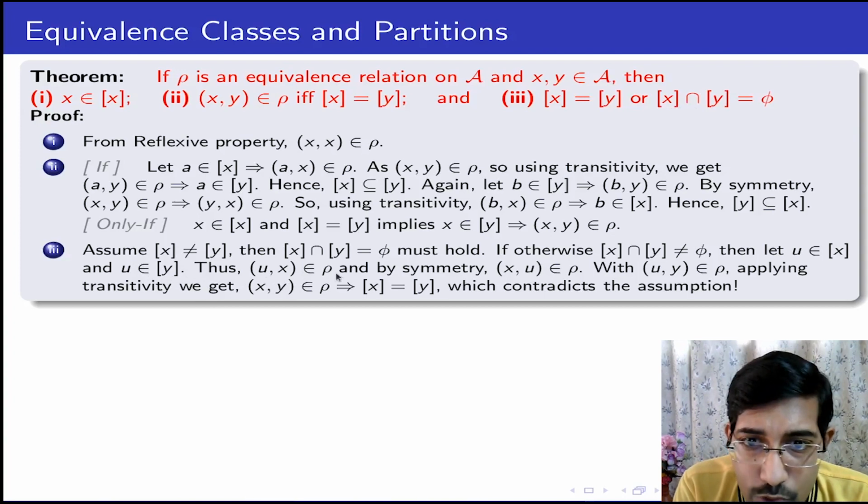Thus, u belongs to x. By symmetry, I can say xu belongs to rho. So, ux belongs to rho due to this formula, since u belongs to x. So, xu also belongs to rho by symmetry.